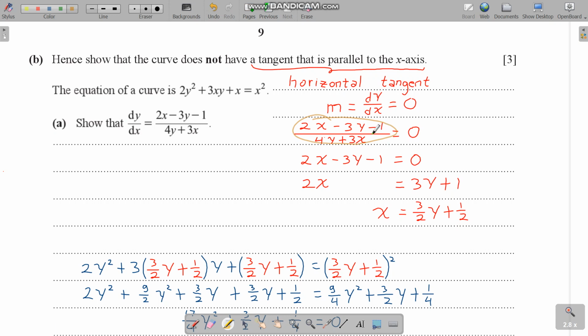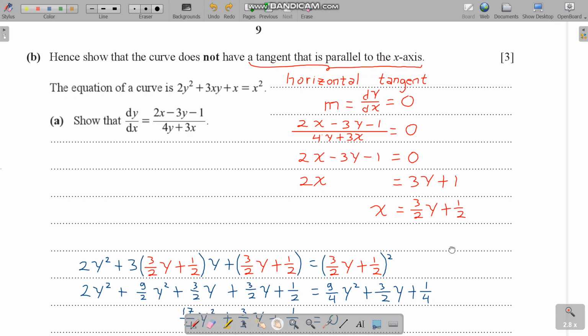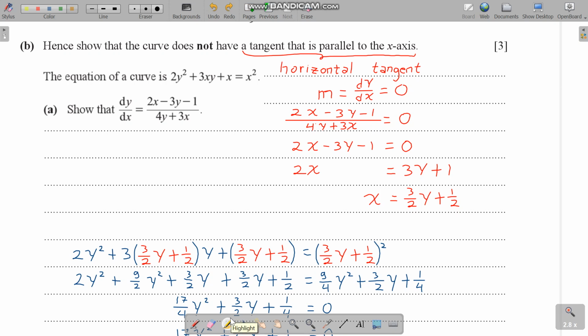When a fraction equals 0, the numerator equals 0, or just multiply both sides by the denominator. So now you can move the 3y minus 1 to the right and divide by 2. We get x in terms of y. So we need to substitute into the original curve. If this x value and y value exist, then there have to be some points where the tangent is parallel to the x-axis. So let's find the points, if any.